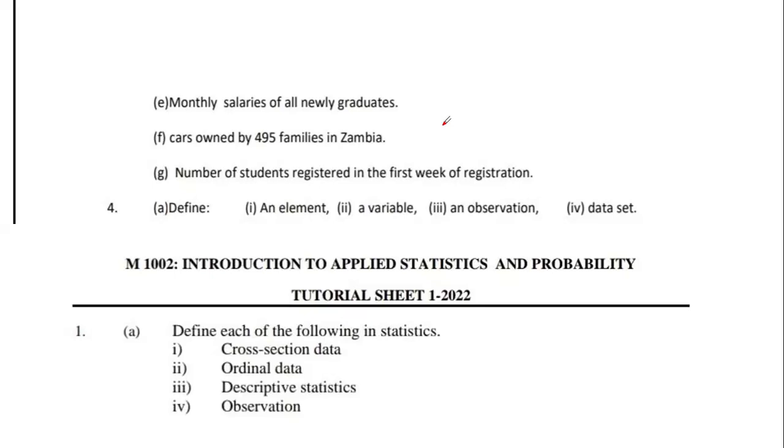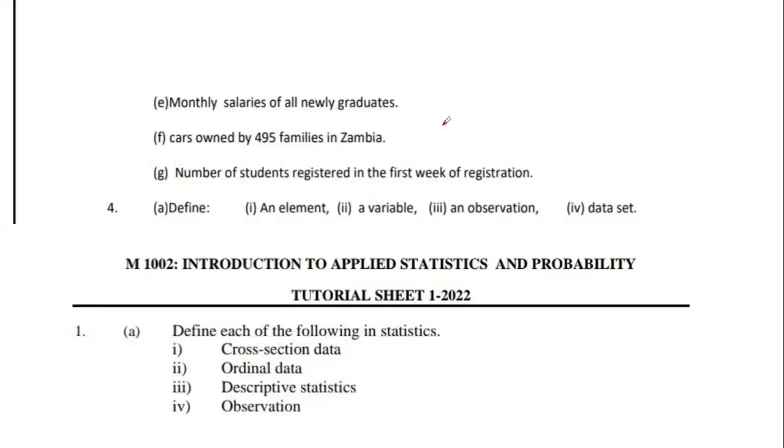Okay, and then G, they're saying number of students registered in the first week of registration. Is that a population or a sample? It's a sample. Okay, so that's a sample. It means the registration is not only for 1 week, right? The registration can go up to 4 weeks or the whole month. So if you just get the number of students in the first week, it means you're getting a subset, so that makes it a sample.